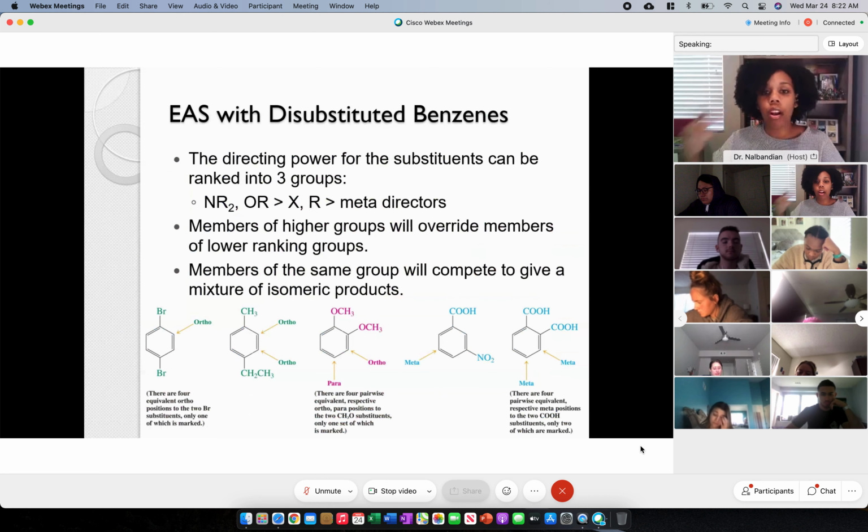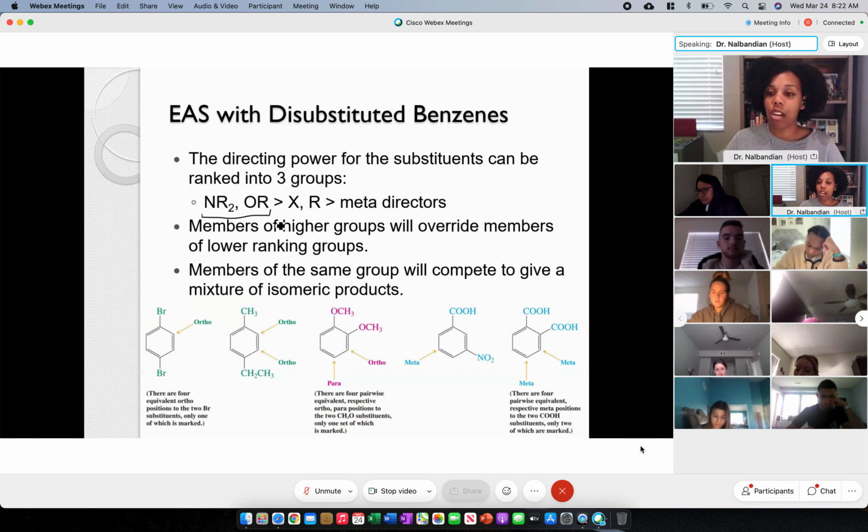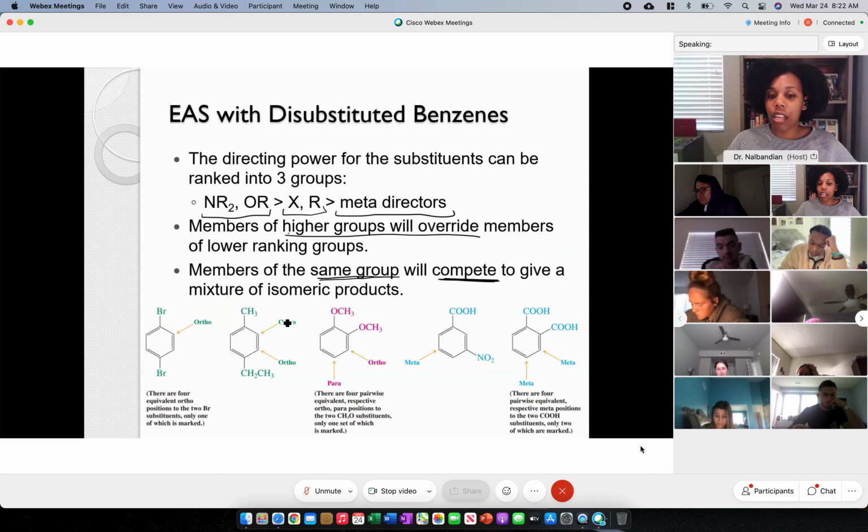All right, so for our reaction, now we can put our substituents into different categories based on their directing power. We have our nitrogen and oxygen as our strongest directors. Then we have our halogen and alkyl groups. And then we have our meta directors. Any higher group is going to override the directing power of lower ranking groups, just like we saw before. If we have a really strong activator and a weak deactivator, the strong activator will dictate the course of the reaction. If we have members of the same group, though, there's going to be a competition. And so we're going to get a mixture of isomeric products if they're in the same group.